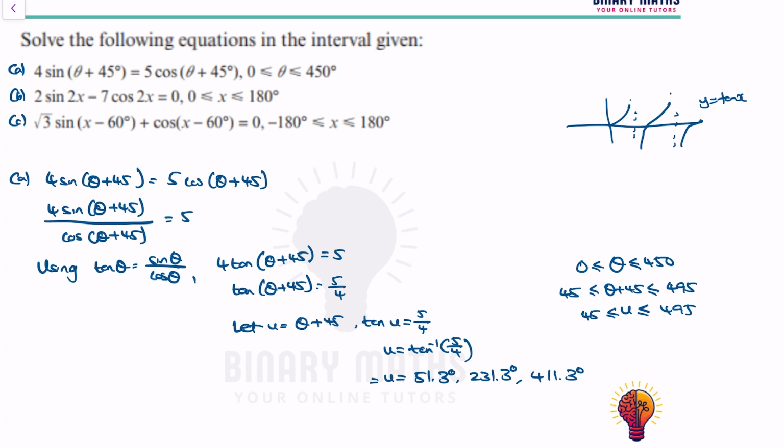And remember, this is the same thing as theta plus 45. So if I want to find theta, all I need to do is subtract 45. So theta will be equal to 51.3 take away 45, which is 6.3 degrees. 231.3 degrees take away 45 is 186.3 degrees. And 411.3 degrees take away 45 is 366.3 degrees. So there's 3 values.